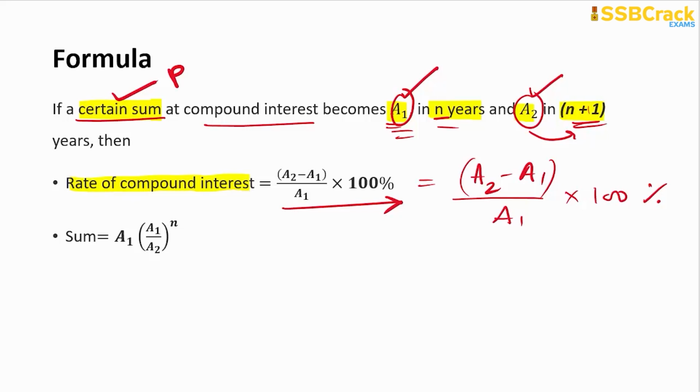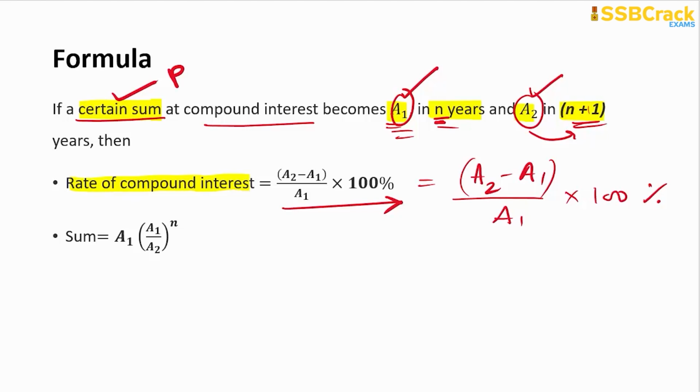This is the formula, and you can easily check it by reading the question. They will give you two amounts which are accumulated by calculating compound interest for a certain sum of money, for 2 subsequent years only. Understand, A1 and A2 are not just any two amounts. They are amounts for 2 consecutive years only, n and n plus 1, because they are consecutive years, differing by 1 year. Then only this formula is applicable.